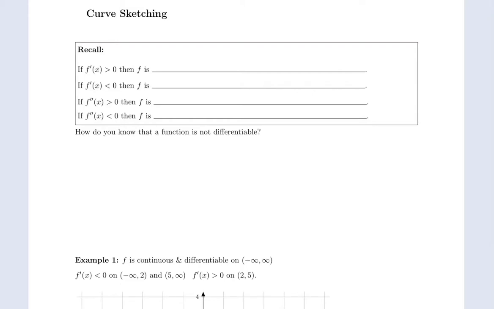Now it's time to look at some curve sketching. This is really exciting because we're putting all these pieces we've been working on in the last few sections together to sketch a nice, beautiful picture. One thing you want to keep in mind is there is not one right answer. There are several right answers, and that's okay. You can have a different answer than everybody else in the class, and yours can still be right.